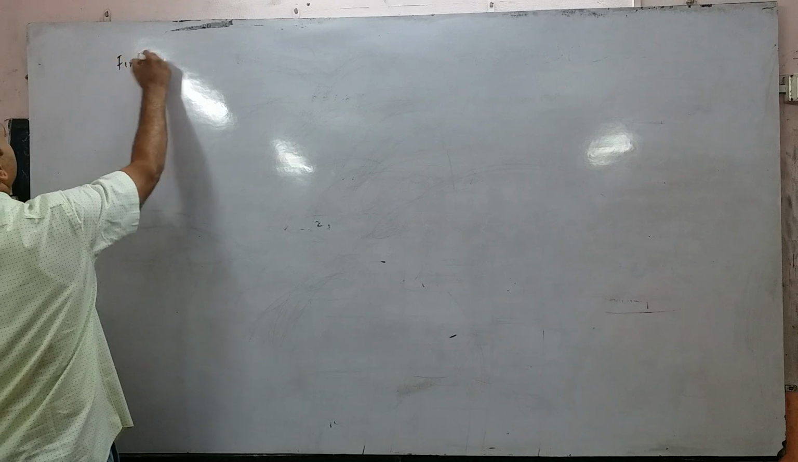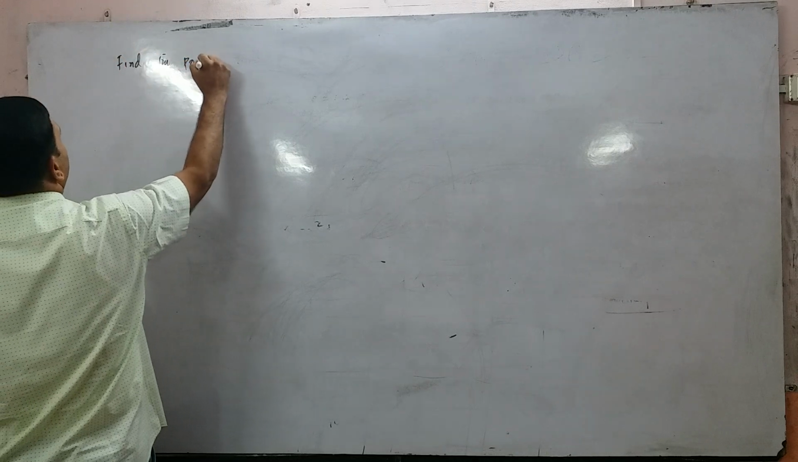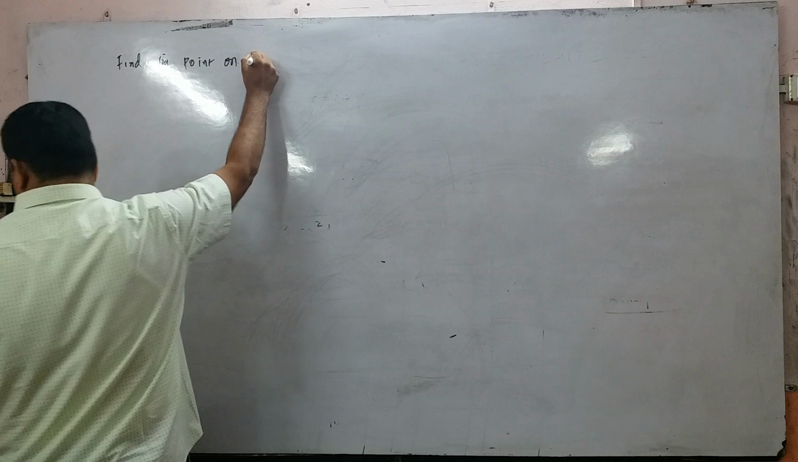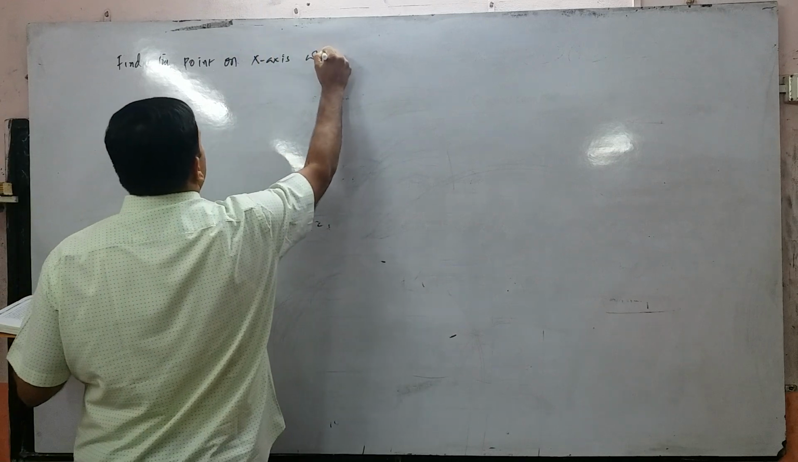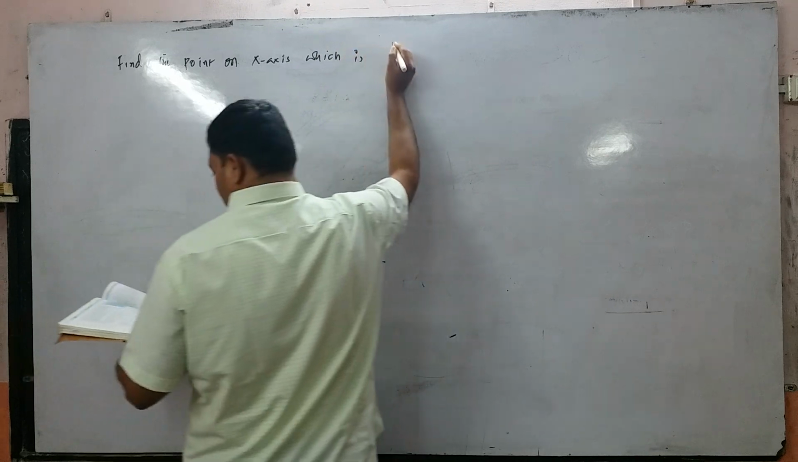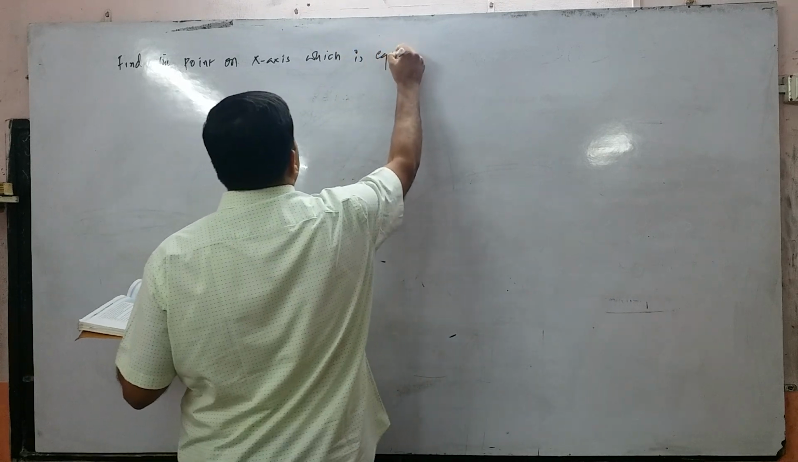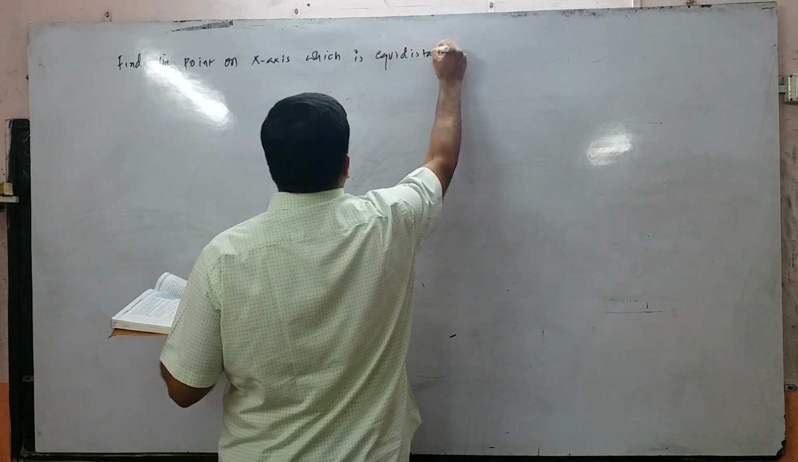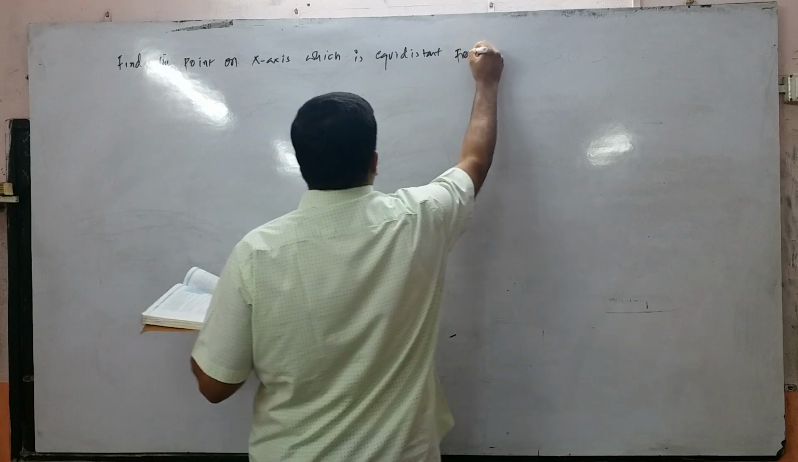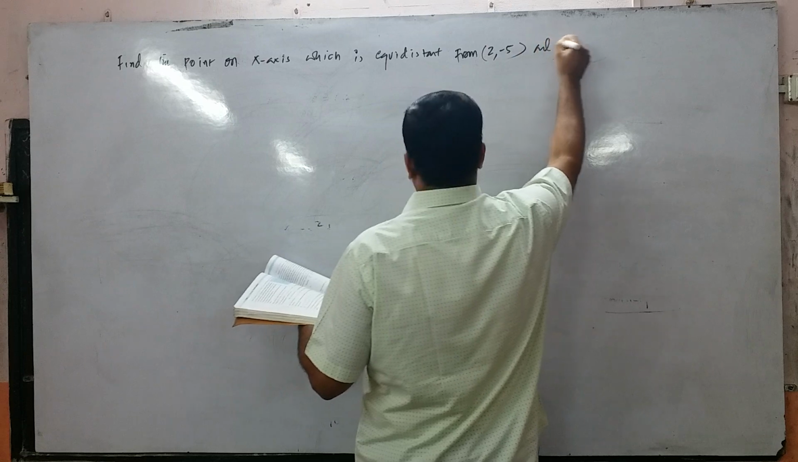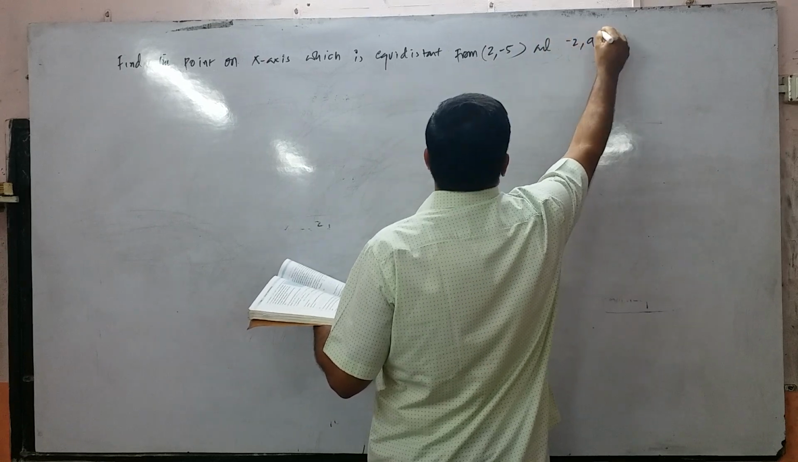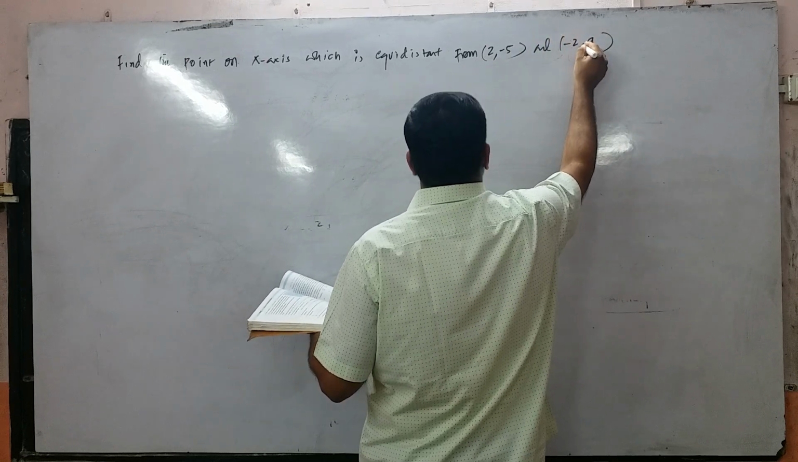Find the point on the x-axis which is equidistant from 2 comma minus 5 and minus 2 comma 9, which is equidistant from these 2 points.